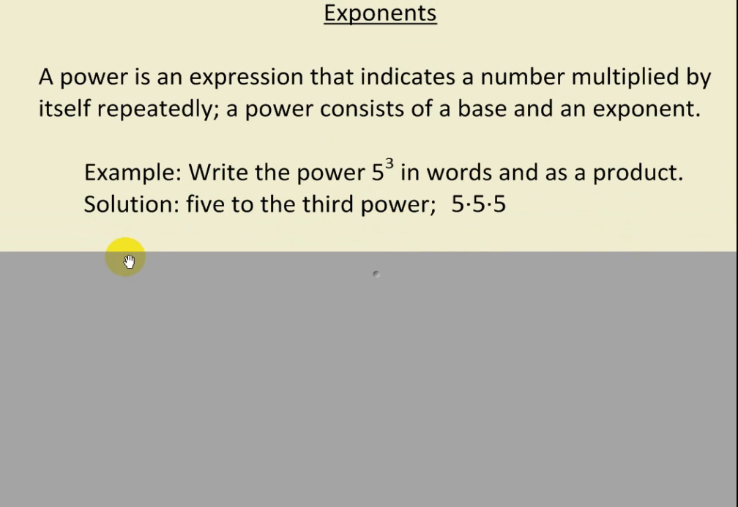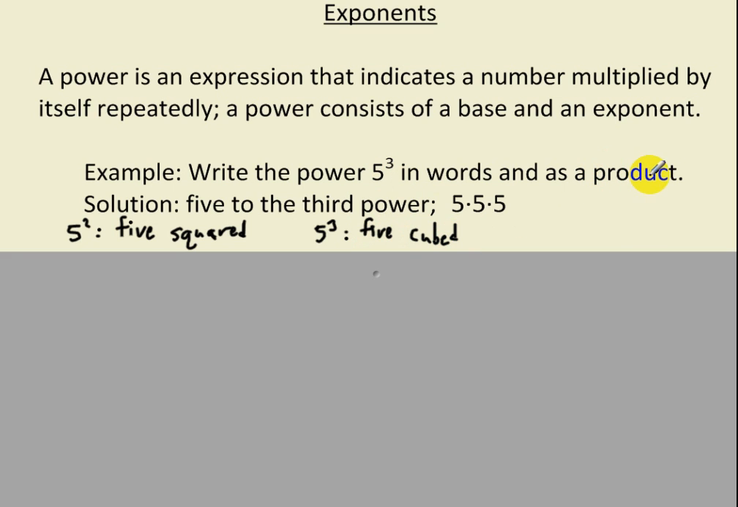So by the way, and you've probably seen this before, but if you see 5 to the second power, we often say 5 squared. As a matter of fact, we typically would say that. 5 squared. And 5 to the third power, we might say 5 cubed. Any power higher than 3, we typically just say to the power of. So 5 to the fourth, we would just say 5 to the fourth power.